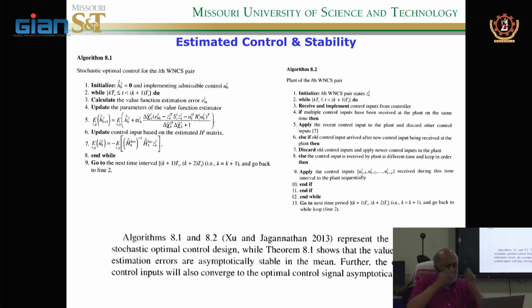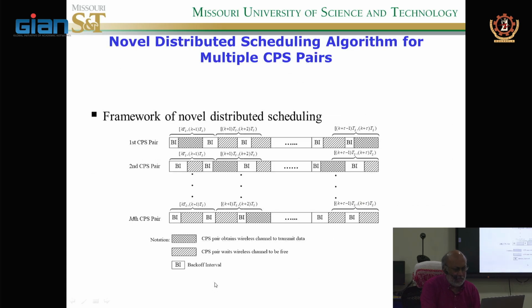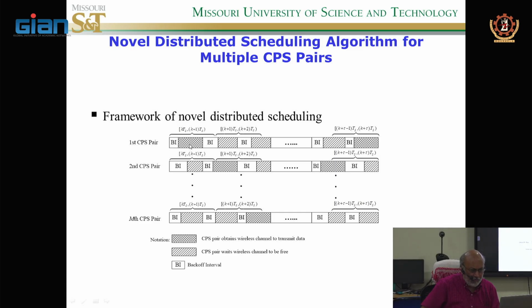Okay, so we'll see this in the next slide, blown up on this algorithm. So algorithms 8.1 and 8.2 represent the proposed optimal design. 8.1 shows the value function. So basically here is the picture. BI stands for back-off. This shaded one, you can see that the CPS pair obtains the wireless channel to transmit data. So it's accessing the channel.